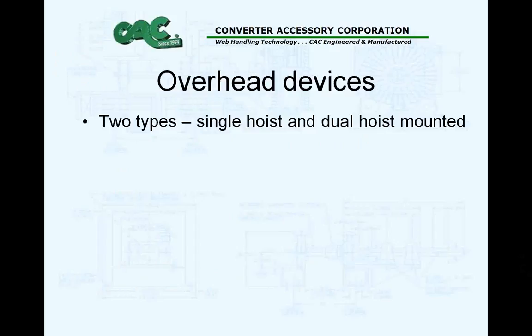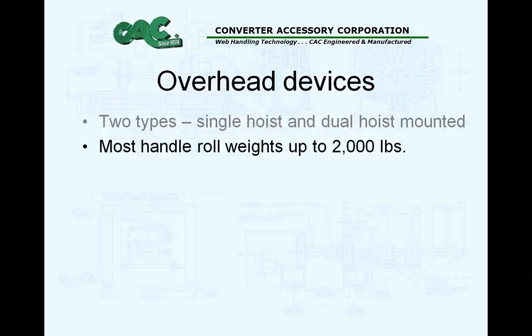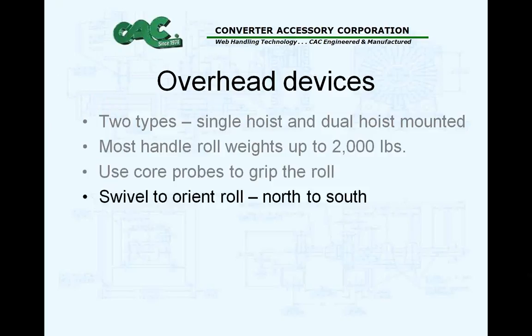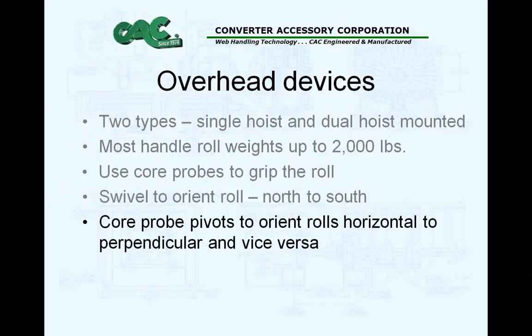There's two types. They use a single overhead hoist and a dual overhead hoist. We're going to talk about both. Most of these units are designed to handle rolls up to about 2,000 pounds, and they all use probes to grab the roll, and they swivel to give you north to south rotation. Core probes pivot 90 degrees to give you the horizontal to perpendicular positioning, and vice versa.